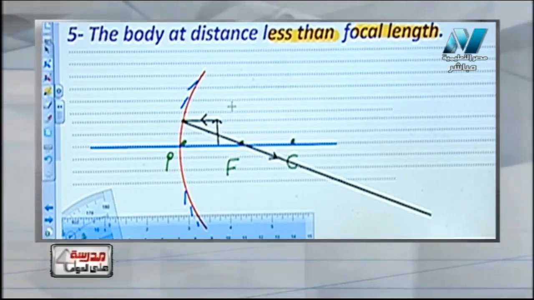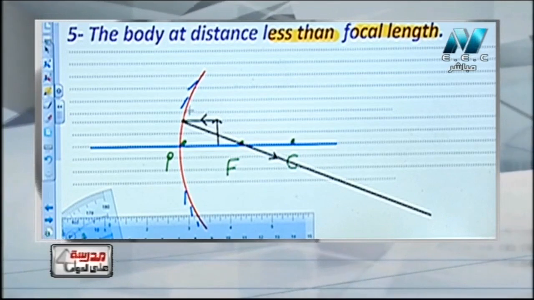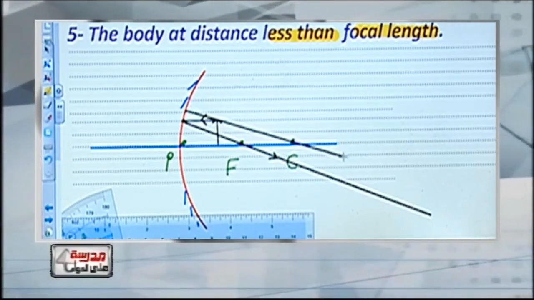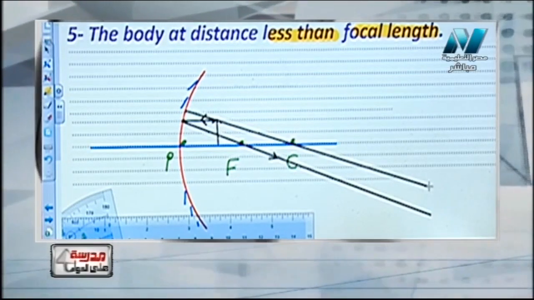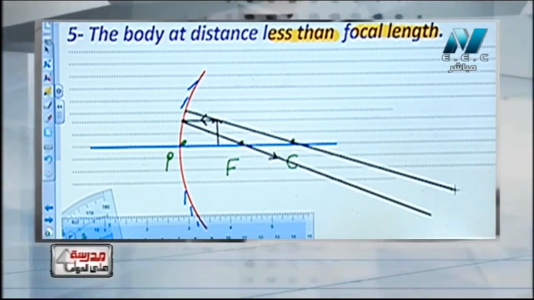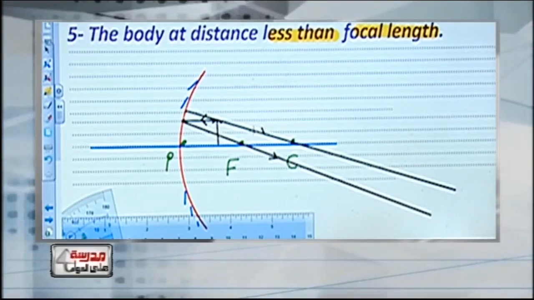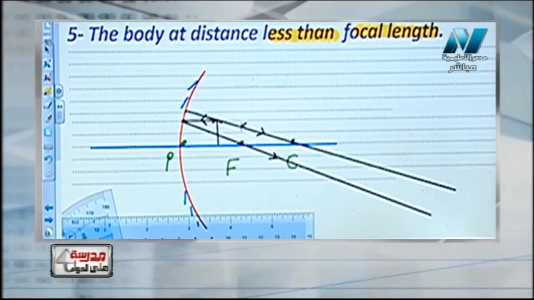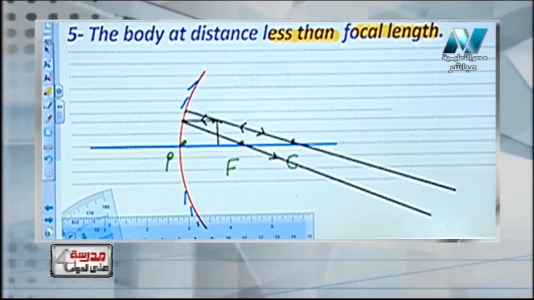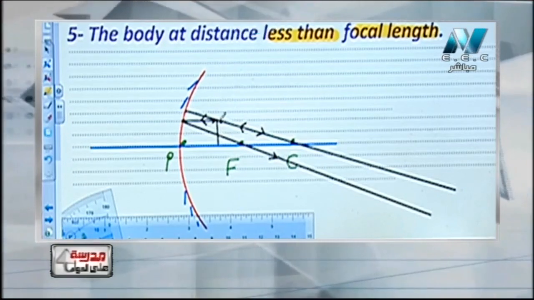And here we can't use rule number 2, so we'll go to rule number 3. Light ray passes through the center of curvature, but as we see in this case the light passing through the center of curvature is from the head of the object, like rule number 1 and rule number 2. It came from what? From the head of the object. It comes from here.